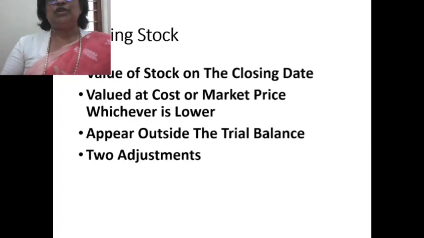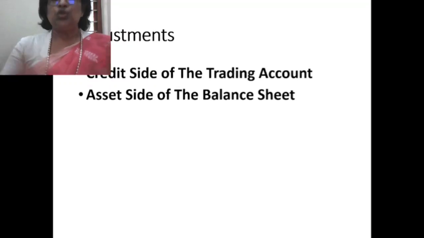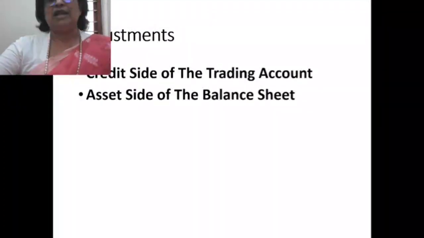Now always you have to remember, if an item is appearing outside the trial balance, there will be two adjustments. One adjustment will be in the trading and profit and loss account, and second adjustment will be in the balance sheet. So closing stock, the two adjustments are, one is it will come on the credit side of the trading account. Second is it will come on the asset side of the balance sheet. So two adjustments, I'll repeat: credit side of the trading account and second is asset side of the balance sheet.